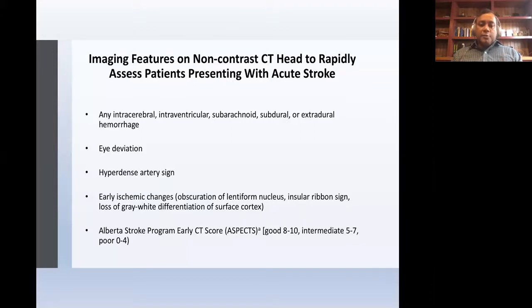So when a patient comes to us, we get the non-con CT first in the imaging suite. And immediately on the console, we do a rapid assessment. This happens immediately. We're looking for these features on the non-con CT. Is there any bleed? We look for something called the eye deviation sign, look for hyperdense artery sign, then look for early ischemic changes, and I'll show you images for all of these. And then we do the ASPECTS.